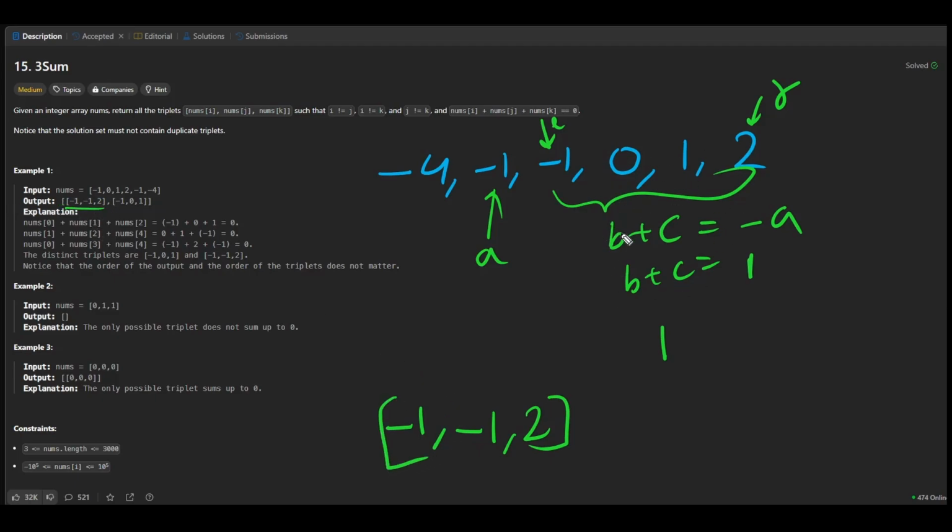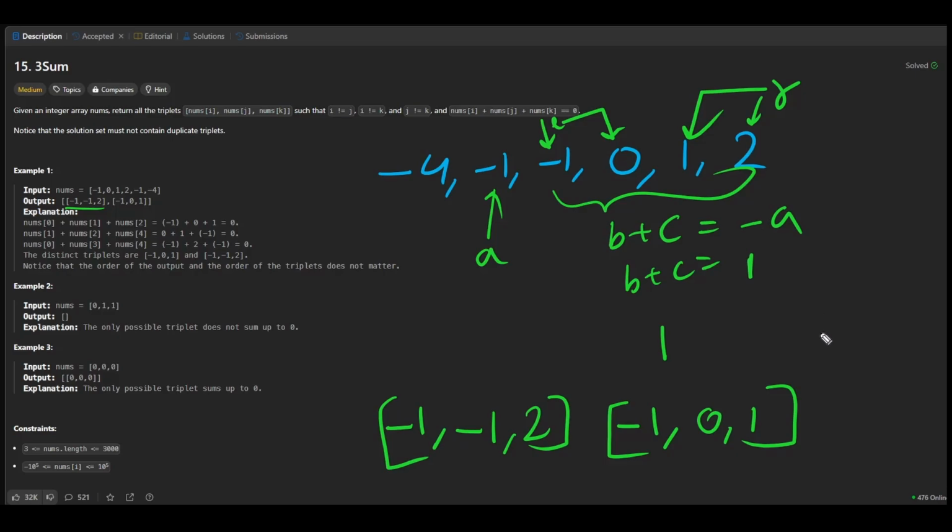Once we have found a solution, there might be more solutions. So in that case, we would move forward both the left and the right pointer. These both are moved. So now we have 0 and 1. We can see that the sum is coming up to be 1. So this is another solution. So minus 1, 0 and 1. This is another solution. So this would be the basic algorithm of solving this problem.